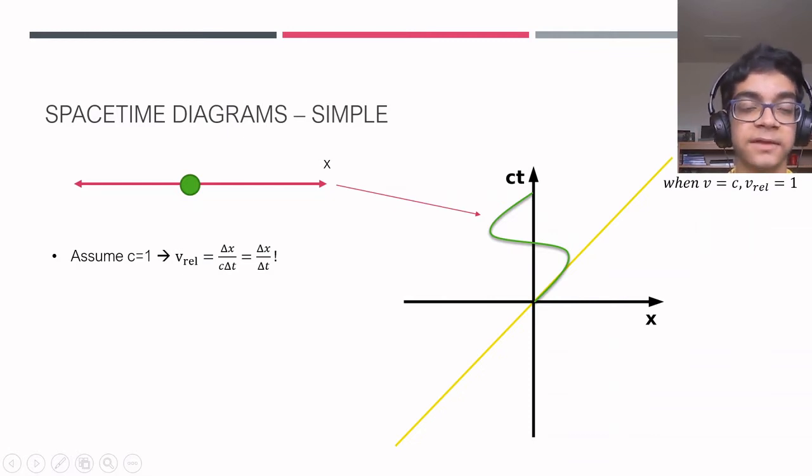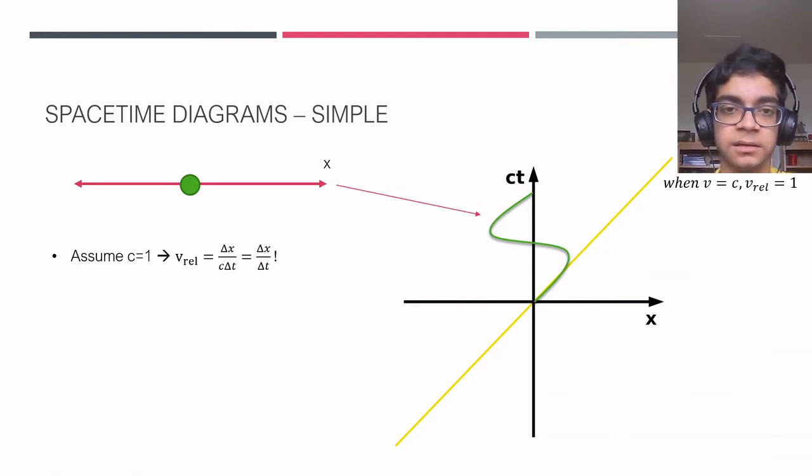And if it does, we can look at the position of the ball, let's call it a ball for now, as it changes over time. And that is exactly what a space-time diagram is.